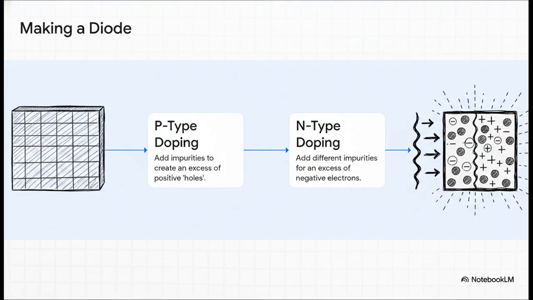So here's how it works. You take a piece of pure silicon, and on one half, you dope it with impurities that create what we call a p-type side. This side has an excess of positive holes. You can just think of them as little empty parking spots waiting for an electron. Then, on the other half, you add different impurities to create an n-type side, which is loaded with extra, free-moving negative electrons. Now, the real magic, that happens right at the border where these two different regions meet.